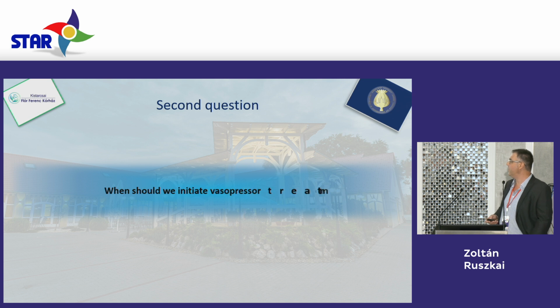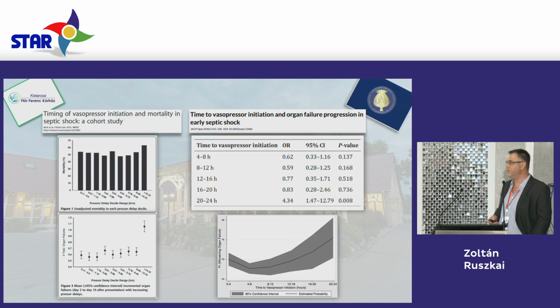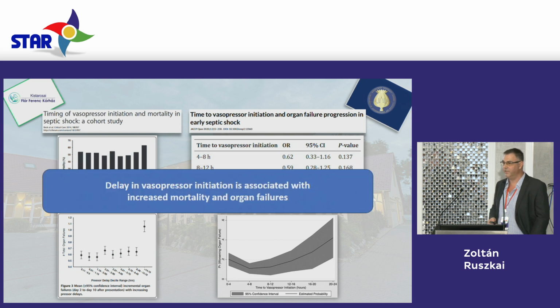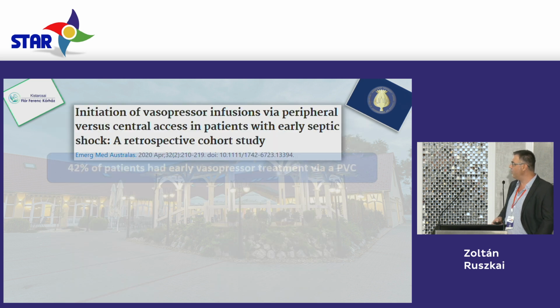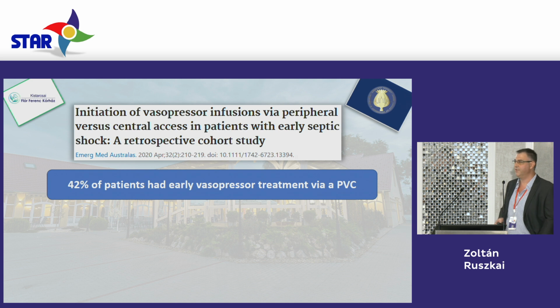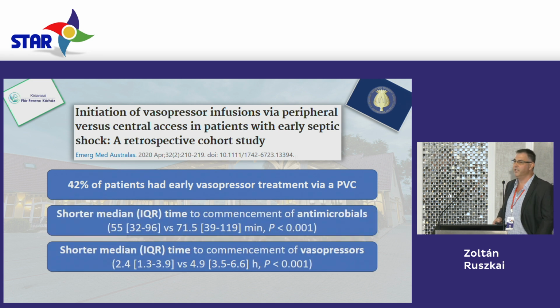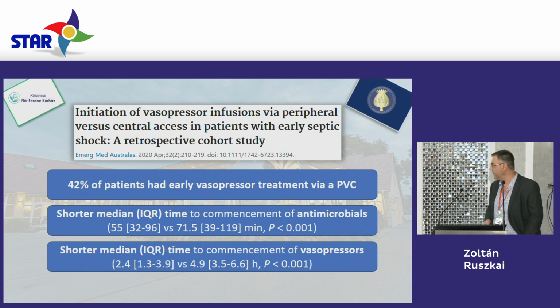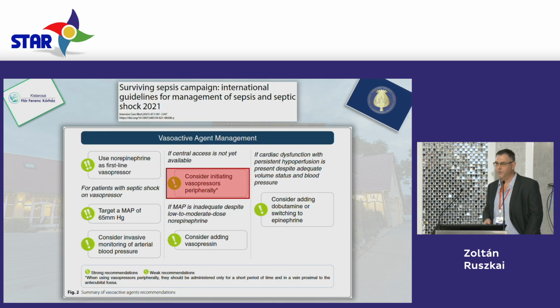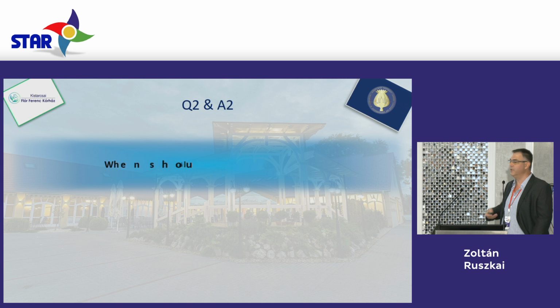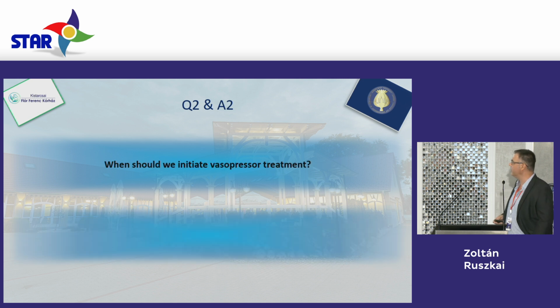The second question, when should we initiate vasopressor treatment? As we know, every hour in shock increases mortality and the risk of organ failure. So we have to give vasopressors as early as possible via a peripheral vein catheter, and we can reach a shorter time to commence antimicrobials and vasopressor treatment. So the guideline says consider initiating vasopressors peripherally. However, we have to put in a central venous line. So the earlier, the better.